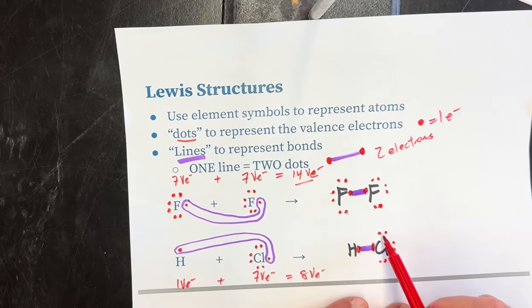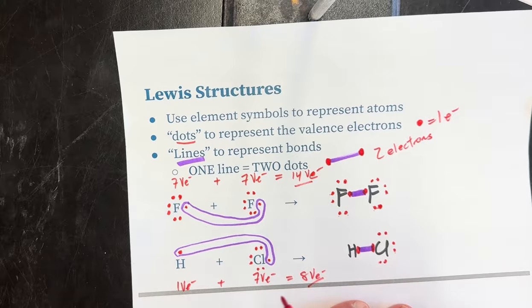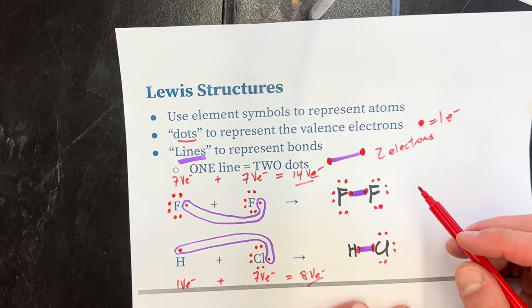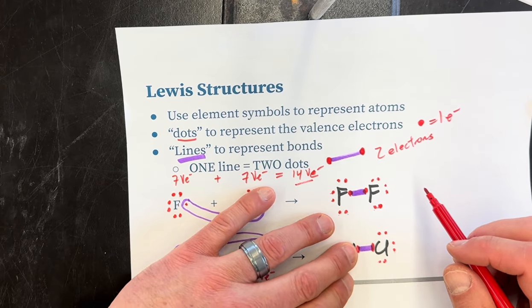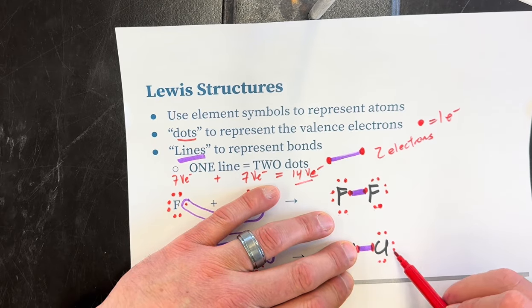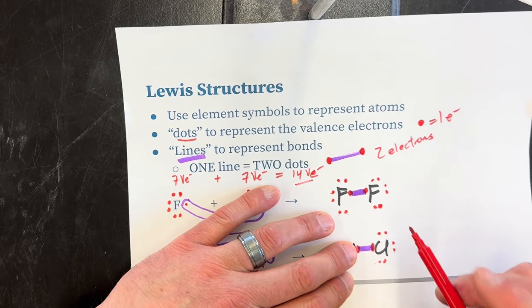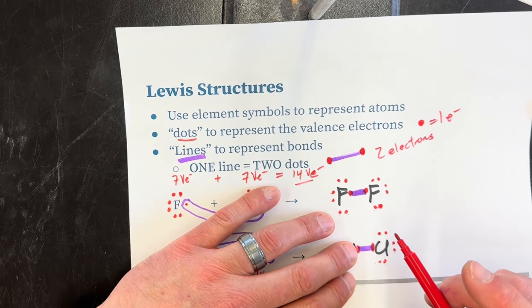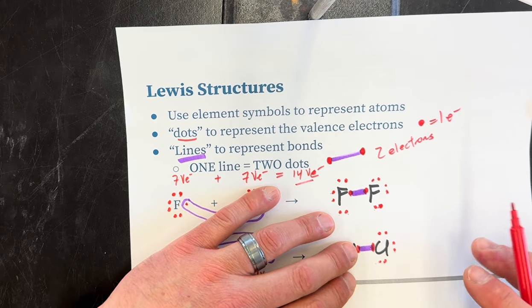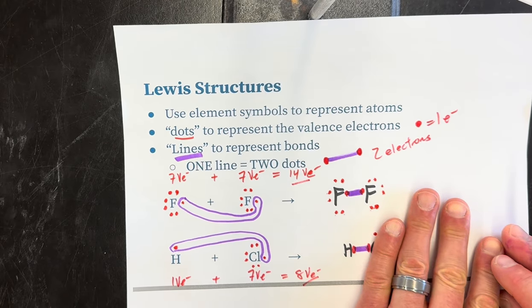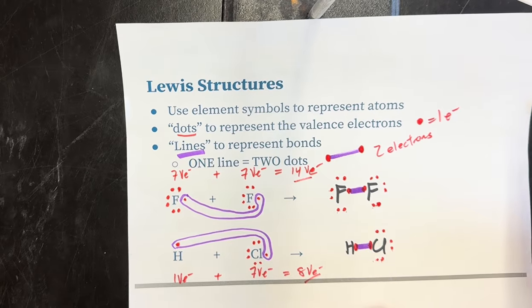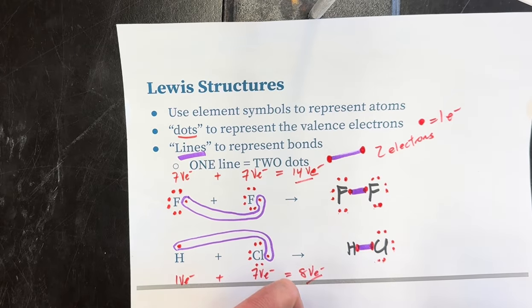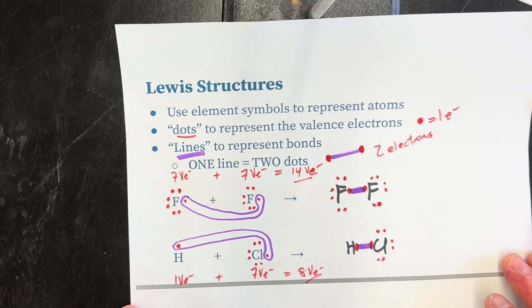So if I count, I've used 1, 2, 3, 4, 5, 6, 7, 8 of my total electrons, which is good. And I want to make sure that every atom has 2. So I'm going to count chlorine first. 1, 2, 3, 4, 5, 6, 7, 8. It's good. It has 8 valence electrons. Hydrogen is one of the elements that we have to remember only needs 2 valence electrons to have its lowest stable arrangement of electrons. So 1, 2, so this is okay. So this structure works out the way that it is, and that's how we draw basic Lewis structures.